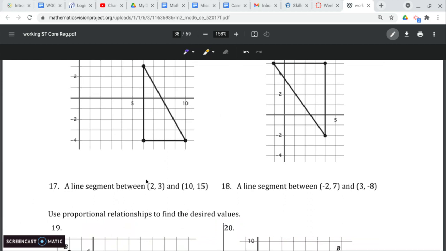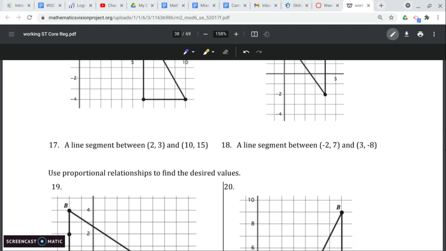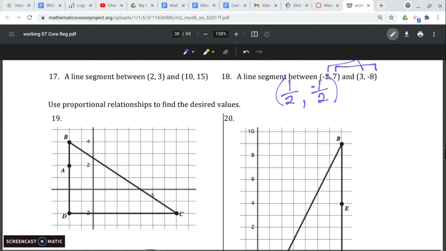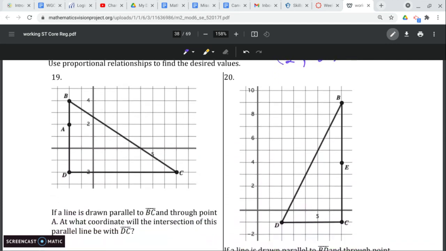Sometimes, like 17 and 18, we just have the values, so then it's even easier. We're just taking negative 8 and 7 together and negative 2 and 3. So negative 2 plus 3 is 1, so 1/2, comma, 7 plus negative 8 is negative 1, so divided by 2, negative 1/2. There's our solution. So that's all about finding the midpoint.